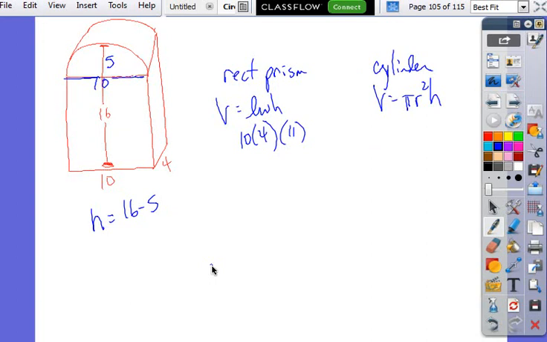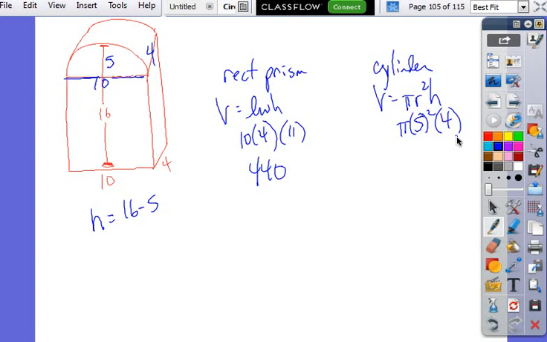Now I move to the cylinder. We've already done the radius because that was the 5. So pi times 5 squared times the height, which is the 4. The height is this right here, the height of the cylinder. I'm going to need the decimal versions on this.